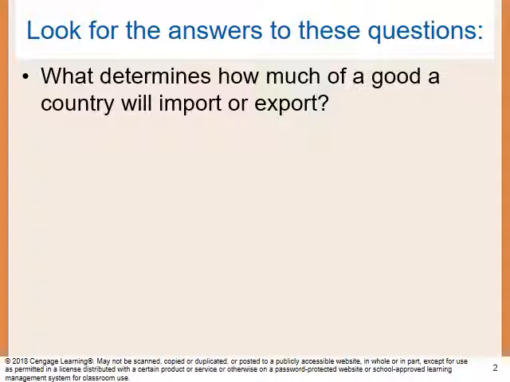Basically we will be searching for answers to these questions throughout this chapter. What determines how much of a good a country will import or export? So if a country is engaged in international trade, how will it be determined if a country will be an importer or exporter of a good?